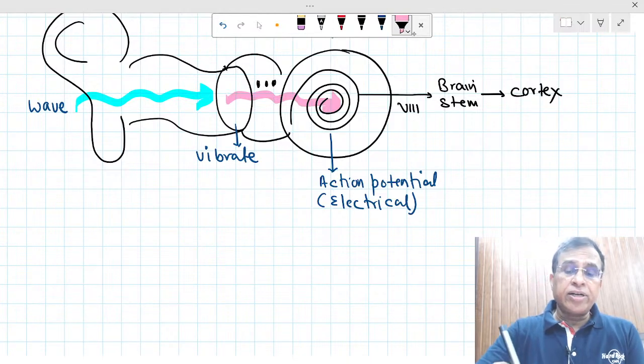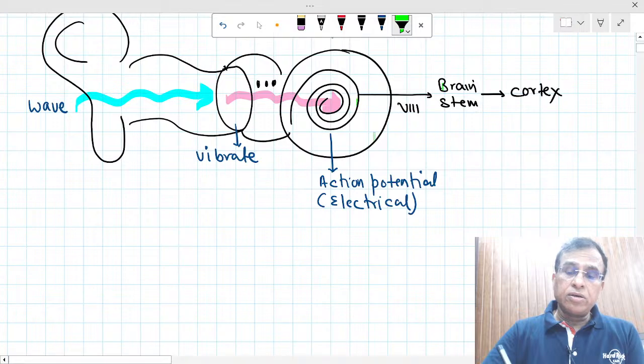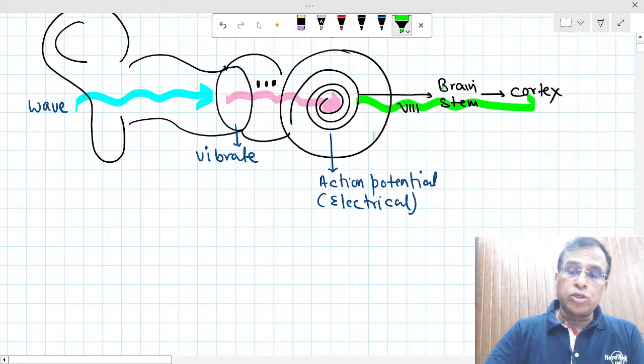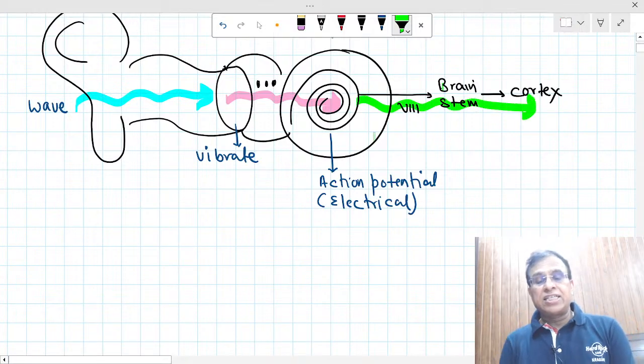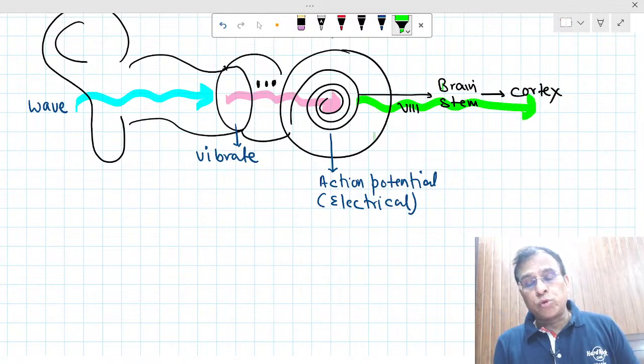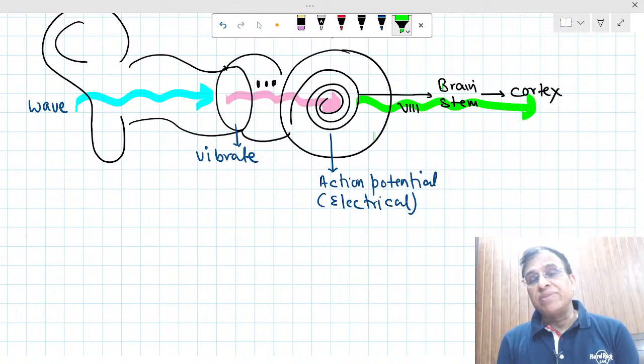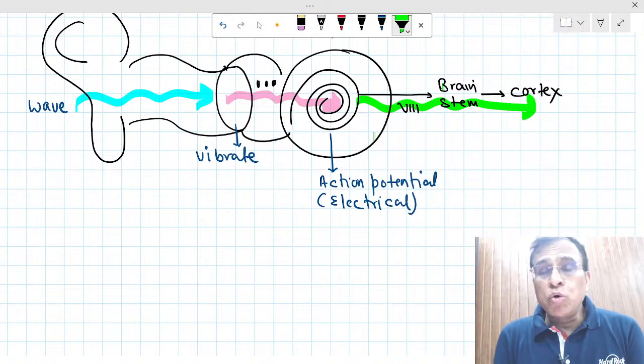And this electrical energy that is produced in the cochlea then will travel through the nerve and brainstem and go to the cortex and will perceive that as sound. So these are the changes that are happening in the auditory pathway, right? So if I ask you, out of the two changes, actually the two changes are happening. One, the wave becomes vibration. The second, vibration becomes electrical energy. Which is more important change?